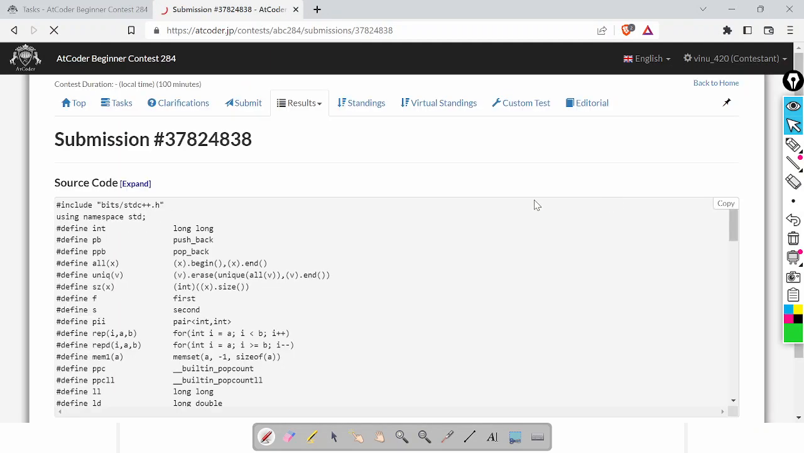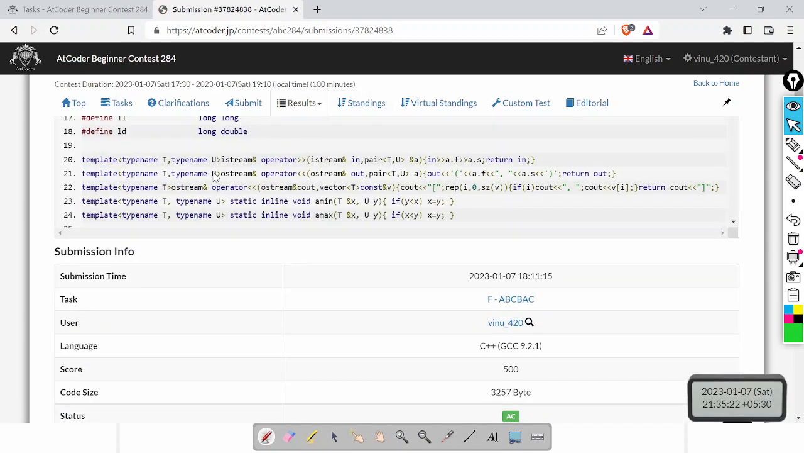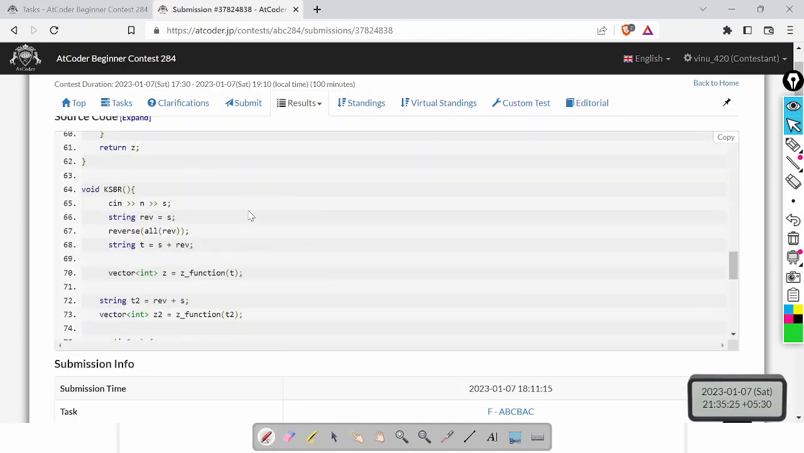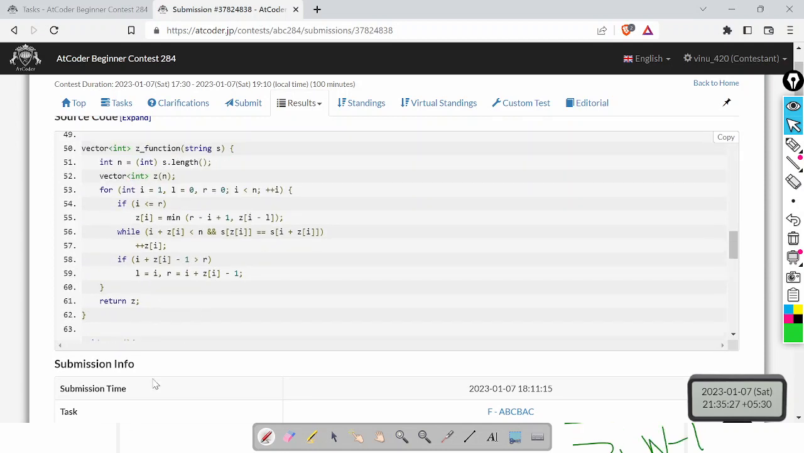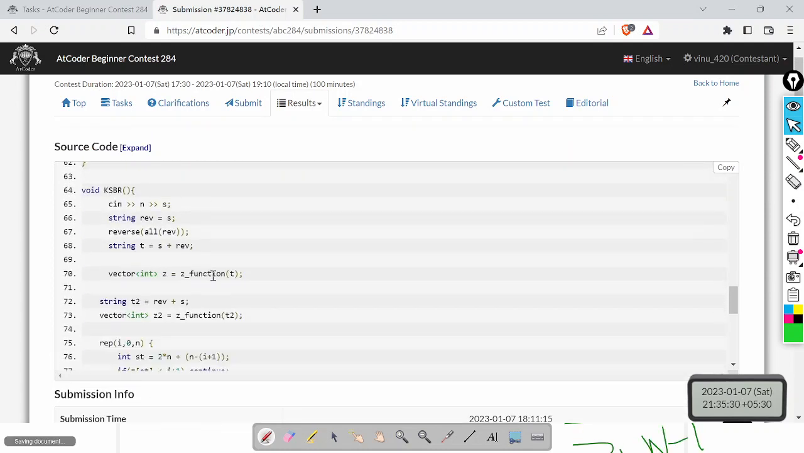So this question was not very tough. If you have solved 3-4 questions of strings, not exactly 3-4, but if you have seen this type of question before.